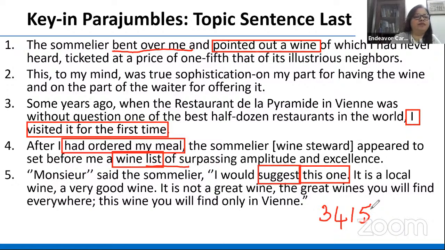What does the this here refer to? The this refers to the way in which the sommelier, the wine steward, presents a certain wine to him, a visitor to the restaurant, and how he has also accepted it. This, to the author's mind, is true sophistication. So that is the point that the author is making here with this description. With his entire description or anecdote, he's trying to make this point.